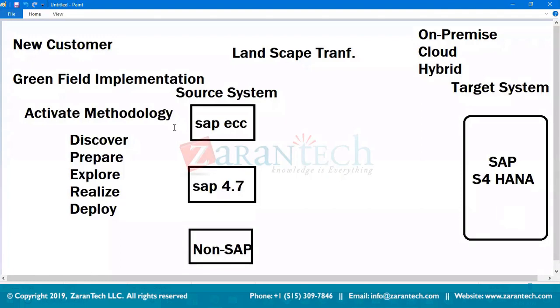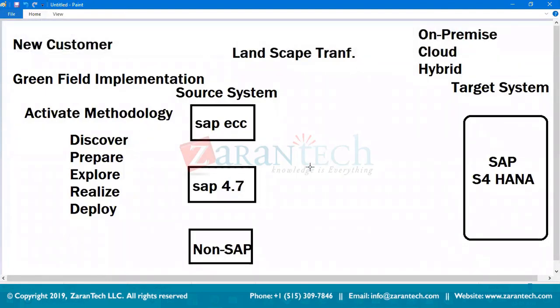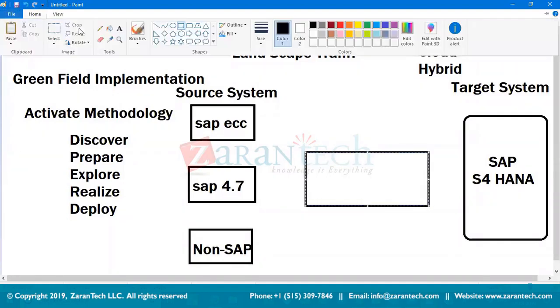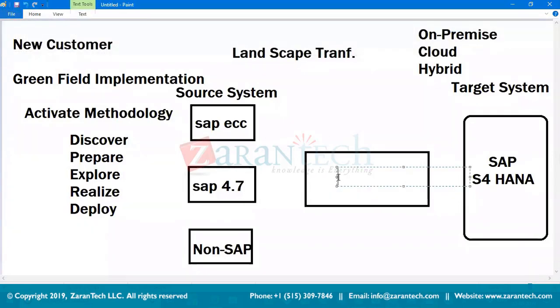There is one more license needed, which is called SLT. Why? Because there should be some middleware. Without the middleware, I cannot bring your transactions. So this is going to be called the SLT server. SLT, System Landscape Transformation Replication Server, we call it. This is a licensed system. This is an SAP tool.